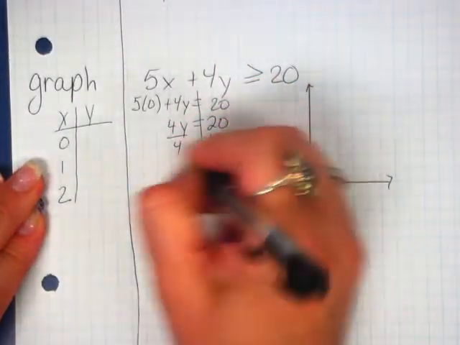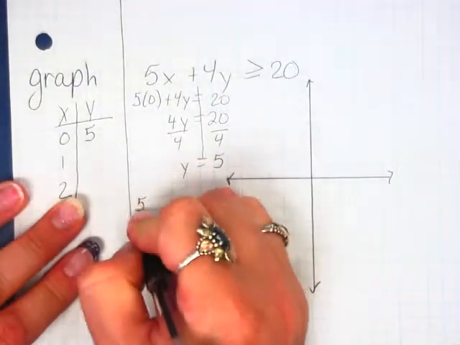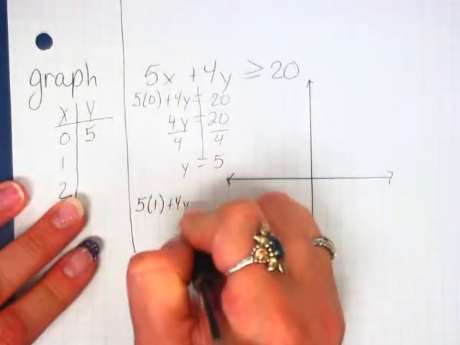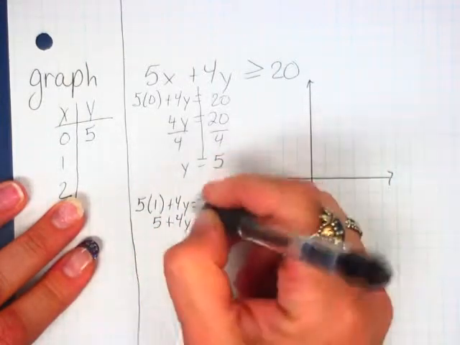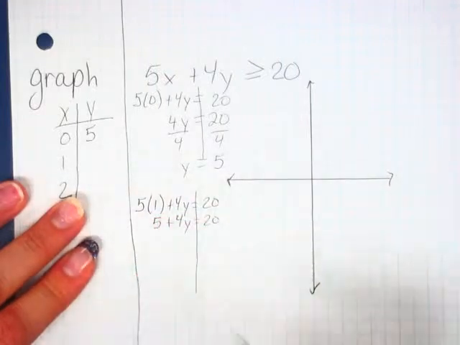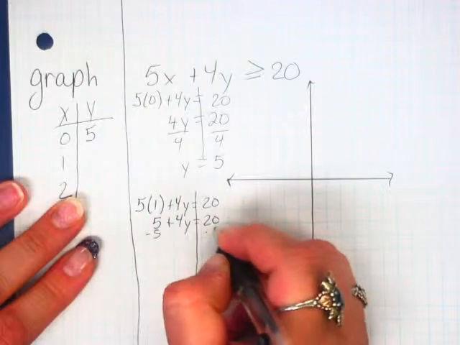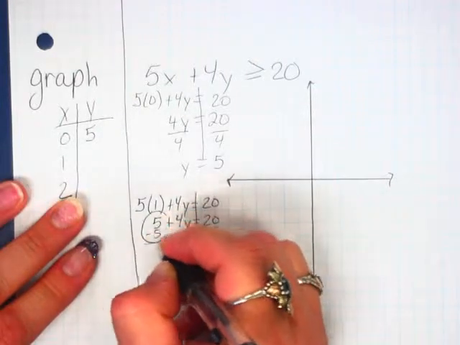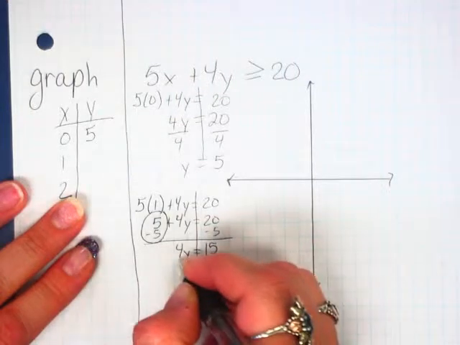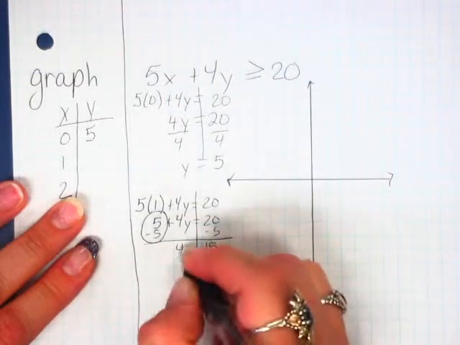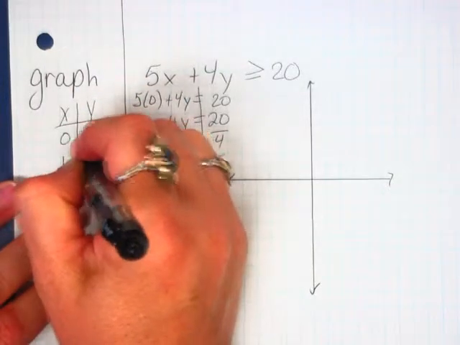y equals 5. Okay, now we're going to plug in x is 1. 5 + 4y = 20. Draw my line. Opposite operations, we do addition and subtraction first. This is a positive 5. We're going to subtract that 5 from both sides. This gives me 0. 4y = 15. I am going to divide by 4 and have a fraction, but it's not a big deal. I leave it as 15/4 right now.